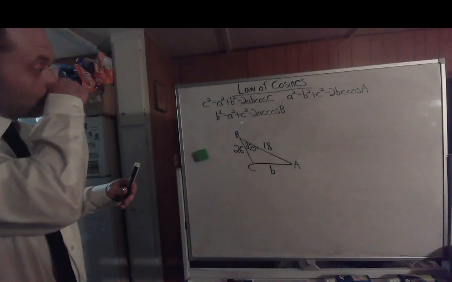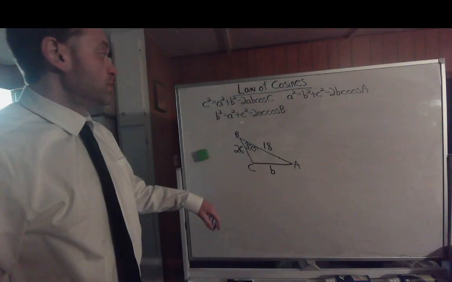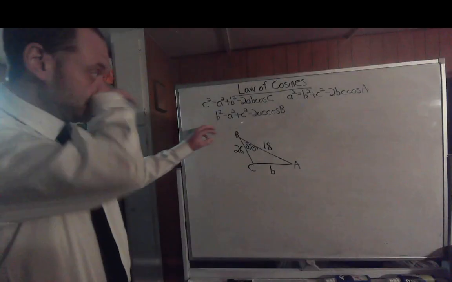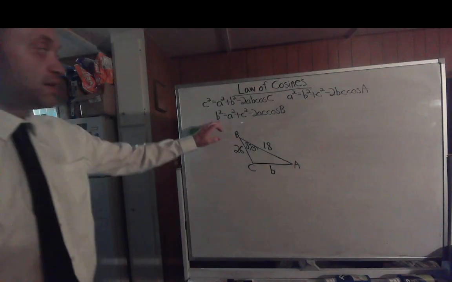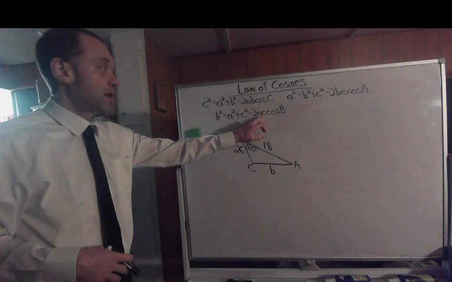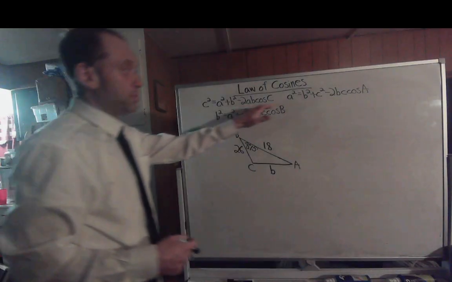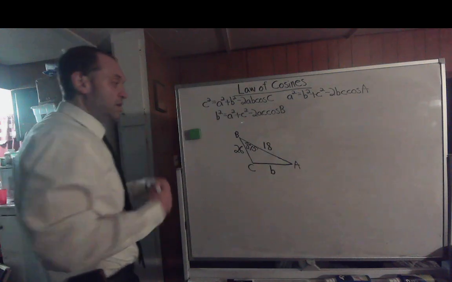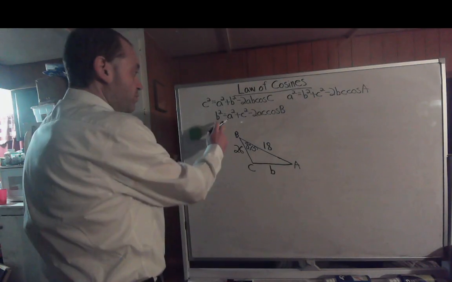Alright, so we know angle B. We know sides A and C, so that means we need to find side B first. And since we know angle B, we need to use this formula, the B squared equals A squared plus C squared minus 2AC cosine of B. Again, which formula you use depends on which angles and sides you're given. So let's do this formula then.